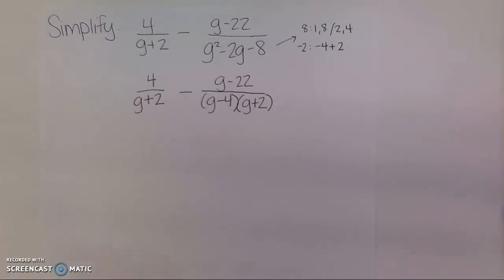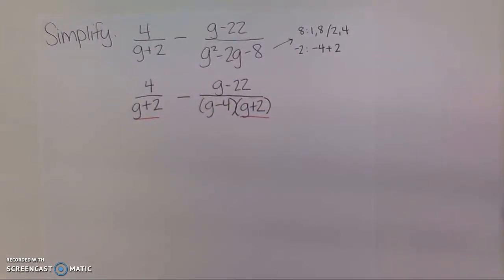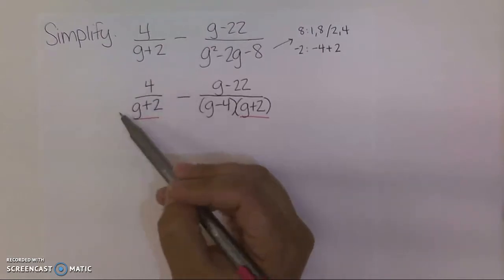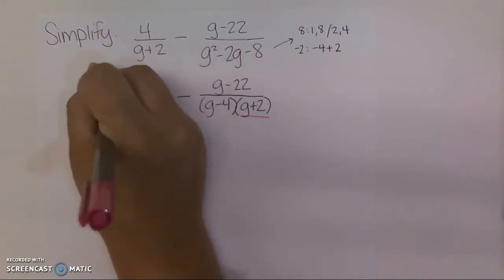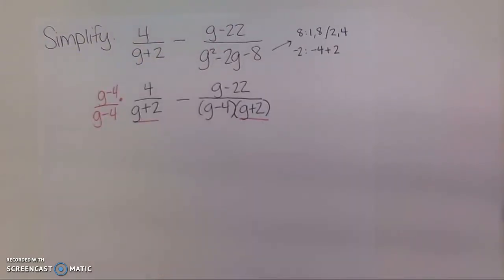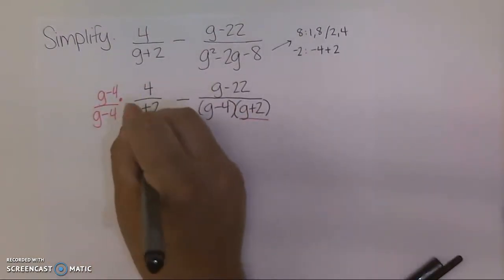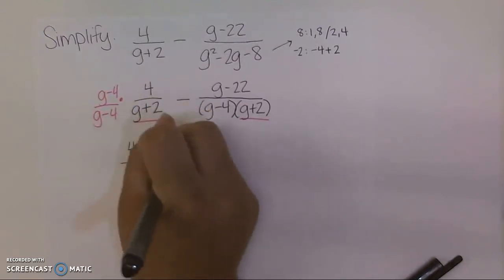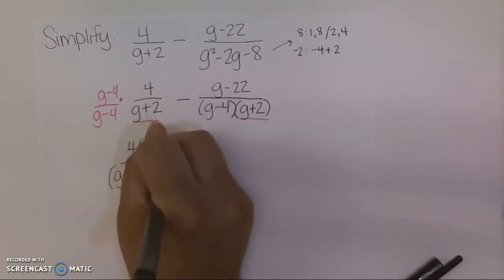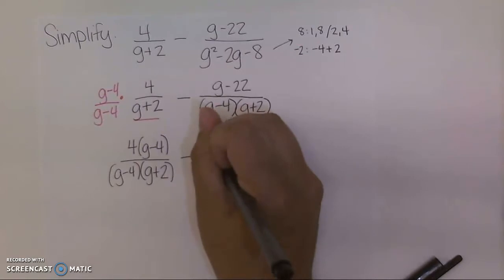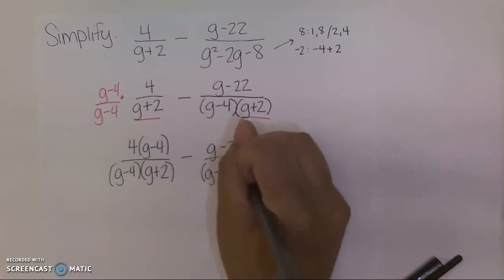Like I said, we need that common denominator. However, the problem is right now there's not a common denominator. They do, however, share a g plus 2. So all that's missing from this one is a g minus 4. So I'm going to multiply by g minus 4 over g minus 4 on this side. And I have 4 times g minus 4 over g minus 4, g plus 2, minus g minus 22 over g minus 4, g plus 2.